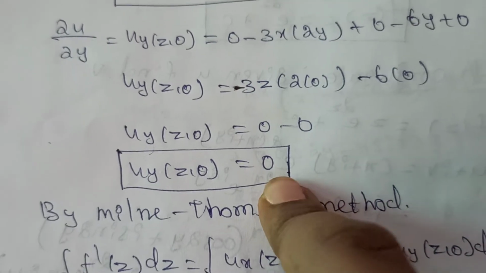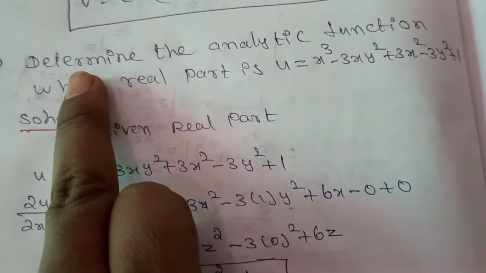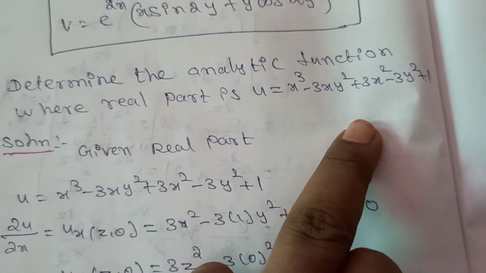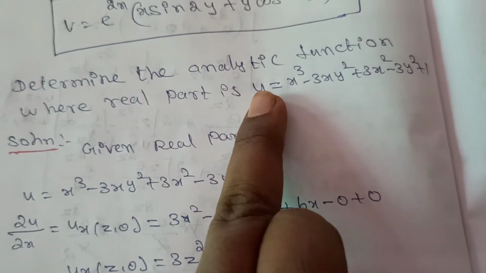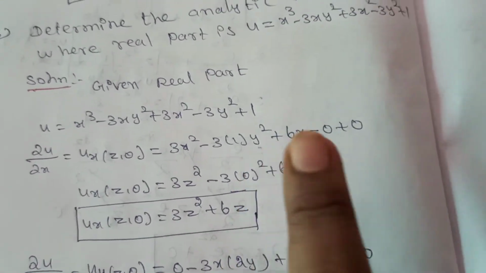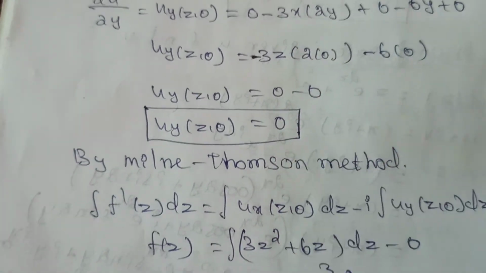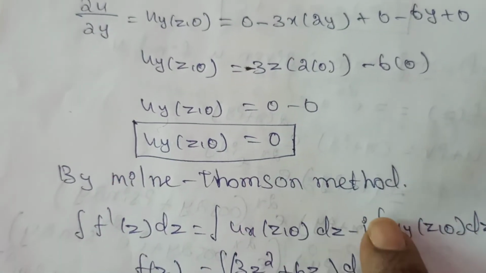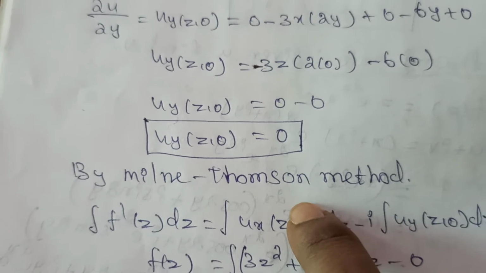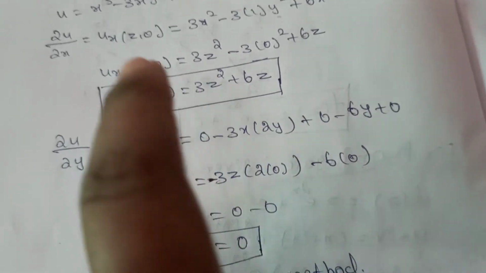Next you want to find the analytic function. What did you ask in this problem? Determine the analytic function. So analytic function means to find the f of z value. If we find the f of z value, at that time we want to use the Milne-Thomson method. Do you know the Milne-Thomson method? It already has the two conditions. But in the given problem, is it the real part or imaginary part? It is a real part.